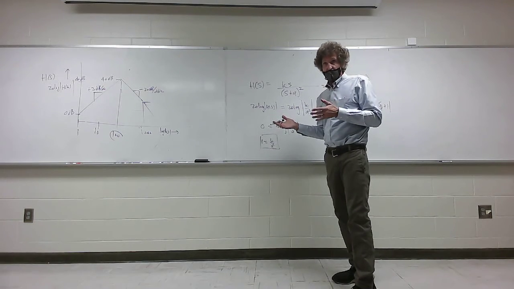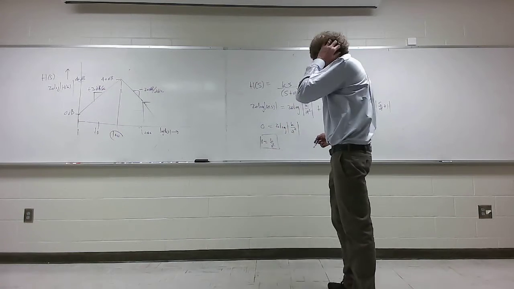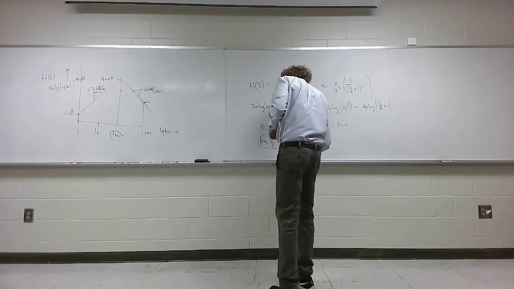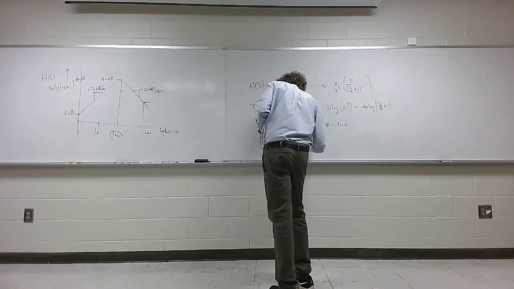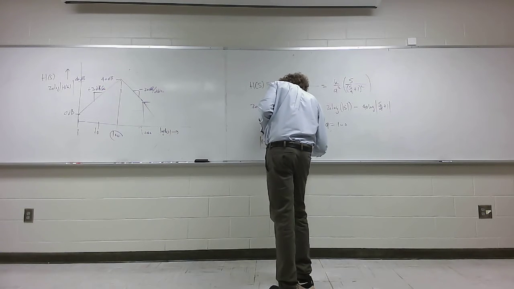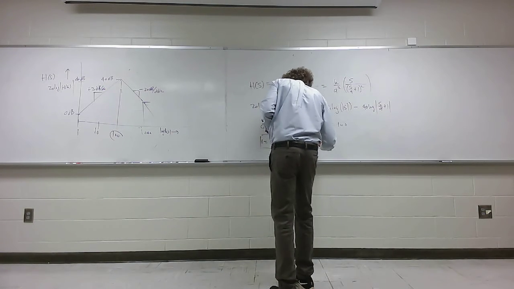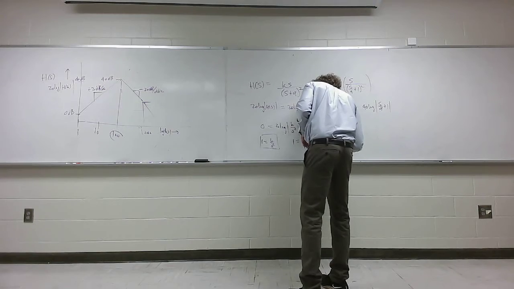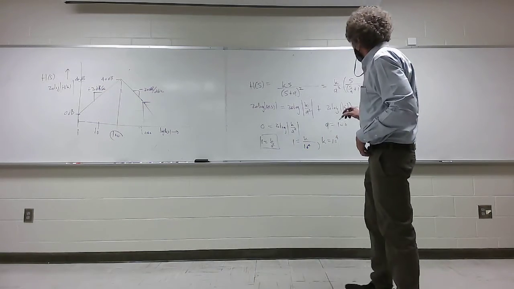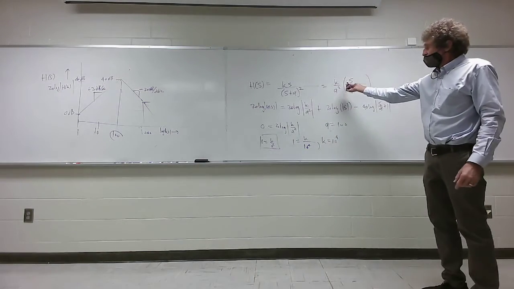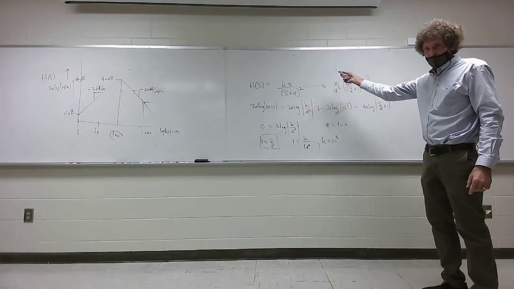S is j omega. You agree with me? So over here now, if that's 100, I can say 1 is equal to k over 100 squared, or 10 to the 4th, or k is equal to 10 to the 4th. And therefore, this function or that function, you have the values for that models that.